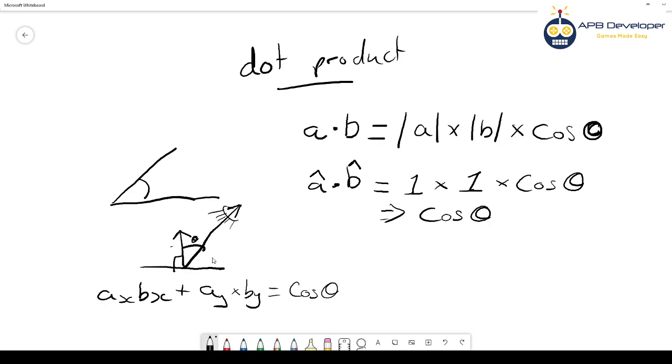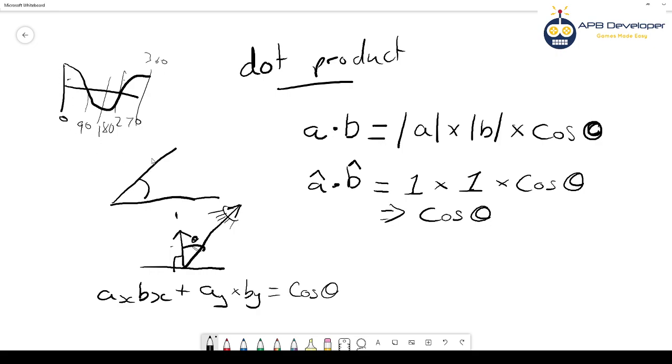If you remember your cosine graphs, cosine starts at 0 degrees. Oops, that's a sine graph, sorry. So your cosine graph is a bit like this. This is 0 degrees, this would be 90, 180, 270, 360.